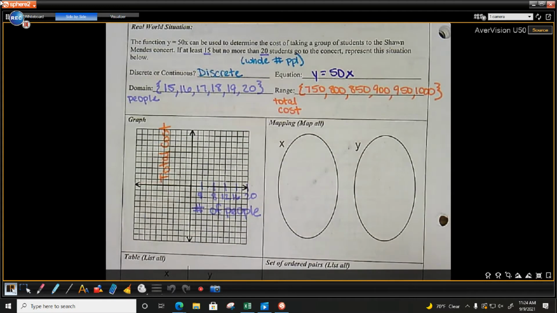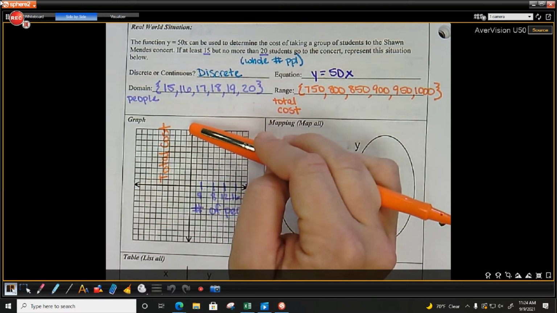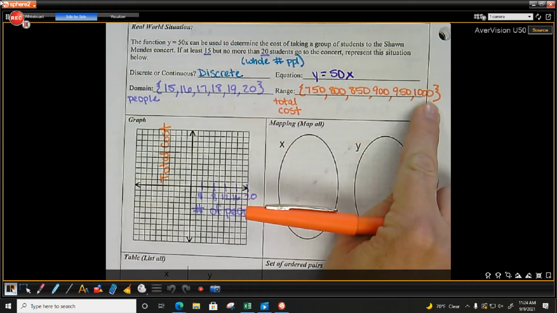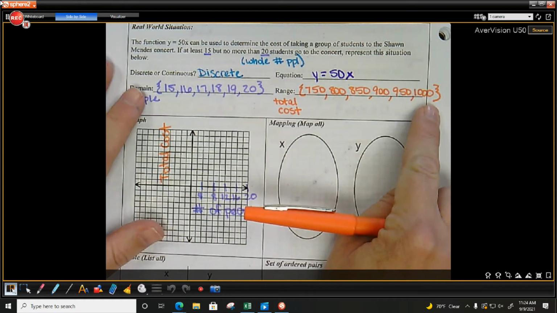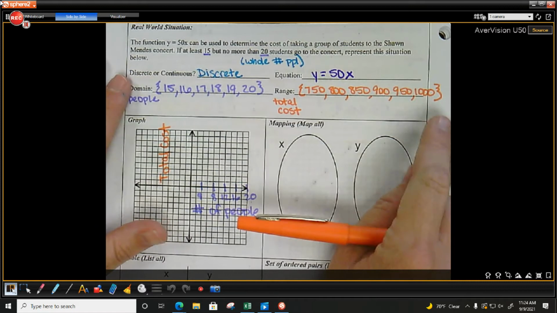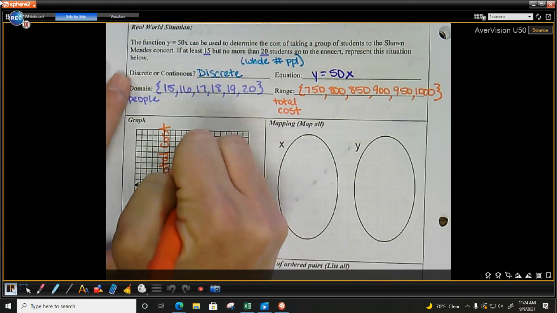What do we want to count by on the y-axis? By 100? So 100 times 10 would be 1,000. Is that my max? Yep. And again, I don't want to label every one, so I'm going to label every other. So 1,000, then I'm going to label 2,000.